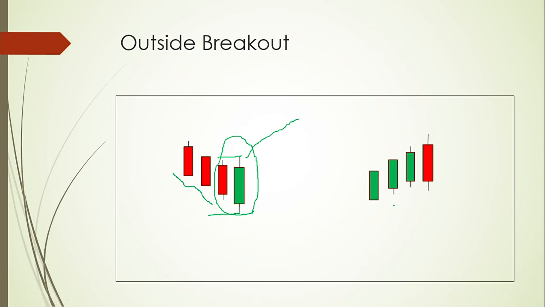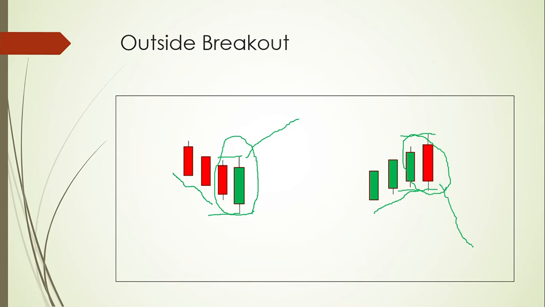The other type of outside breakout is when there is a sequence of bullish candles with higher highs and higher lows. Suddenly one bearish candle will be formed which will have a higher high when compared with the previous candle and a lower low when compared with the previous candle. Once this breakout happens, the price will go down.